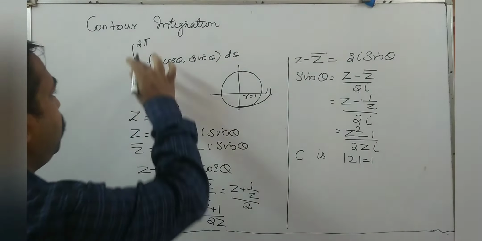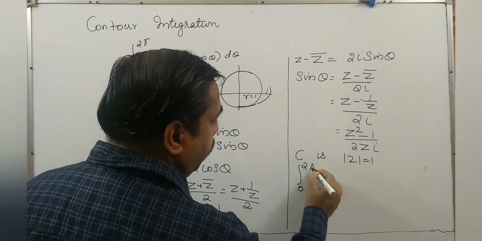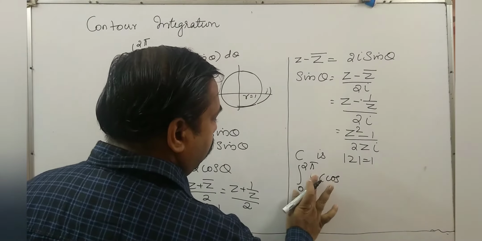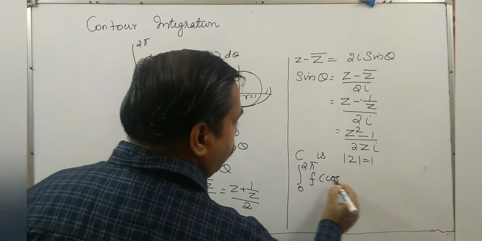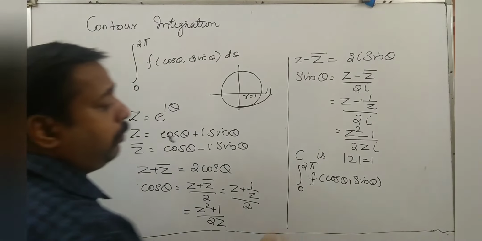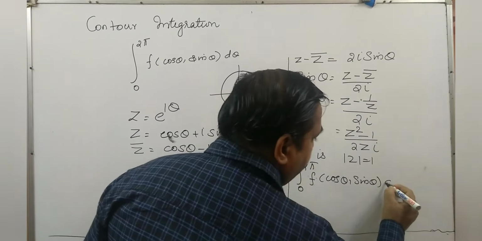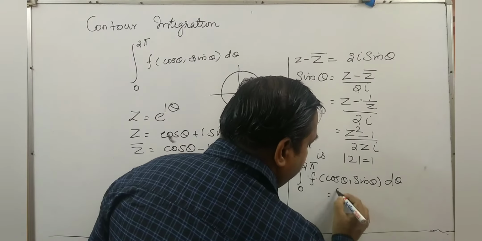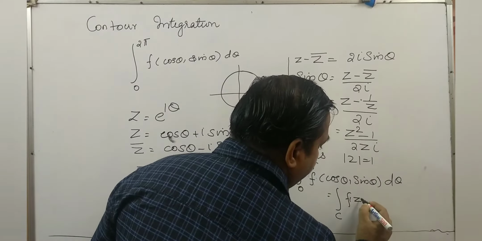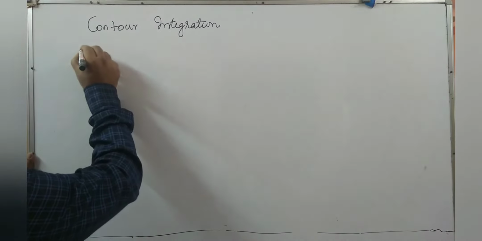Therefore, the integral from 0 to 2 pi of f of cos theta comma sin theta d theta is equal to the integral over c of f of z dz. So evaluate.